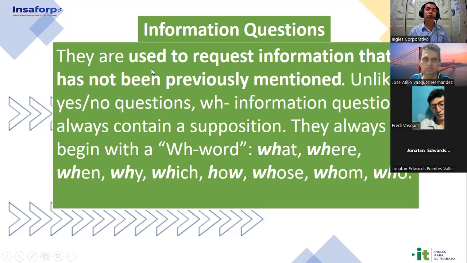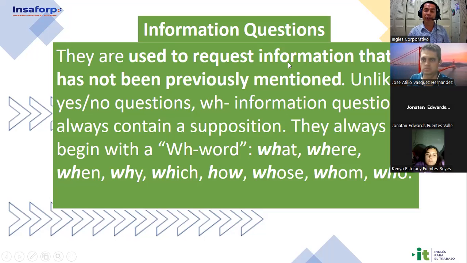Listen, they are used to request information, preguntar información, dónde, cuándo, por qué, a dónde, con quién, de quién, a quién, a qué hora. So, information that has not previously mentioned, right? Unlike yes, no question. Contrario a las preguntas de sí, no. WH information question always contain a supposition, right? Remember, in yes, no question, we only expect or yes or no. But in information question, it's different. There is a supposition. They always begin with a WH word. What, where, when, why, which, how, whose, whom, and who. These are the most common examples of WH word, right?